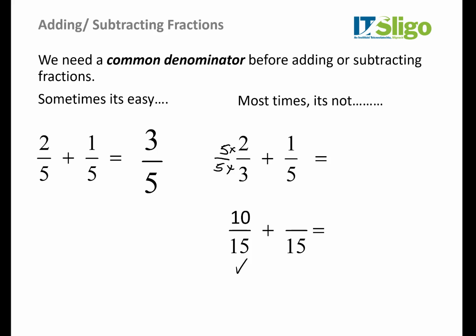Now we do the same with the right hand fraction. Well, I need 15 on the bottom. I have 5. I multiply the bottom by 3. That gives me 15. And to preserve equivalence, I multiply the top by 3. And now, because they have the same denominator, I can add the top bits, but preserve the same denominator on the bottom.